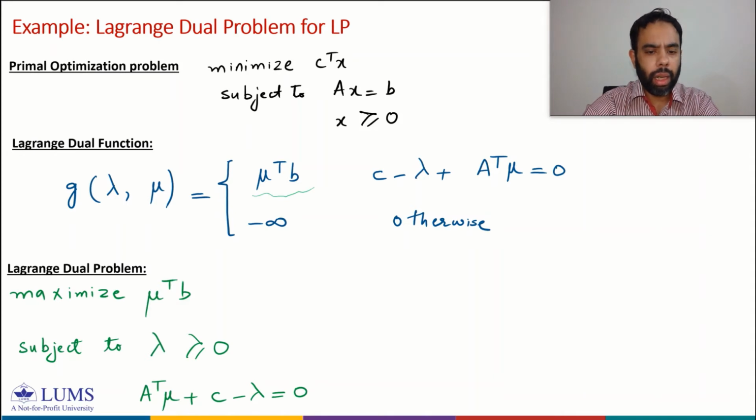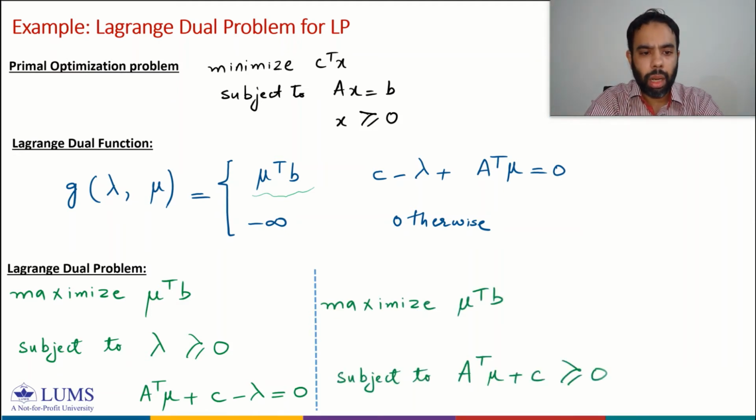So we can equivalently write this dual problem by combining the inequality constraint and the equality constraint. From the equality constraint, we can write lambda equal to A transpose mu plus c, and since we require lambda to be greater than or equal to 0, it simply means we require A transpose mu plus c greater than or equal to 0. So we can reformulate this Lagrange dual problem to maximize mu transpose b subject to A transpose mu plus c greater than or equal to 0.